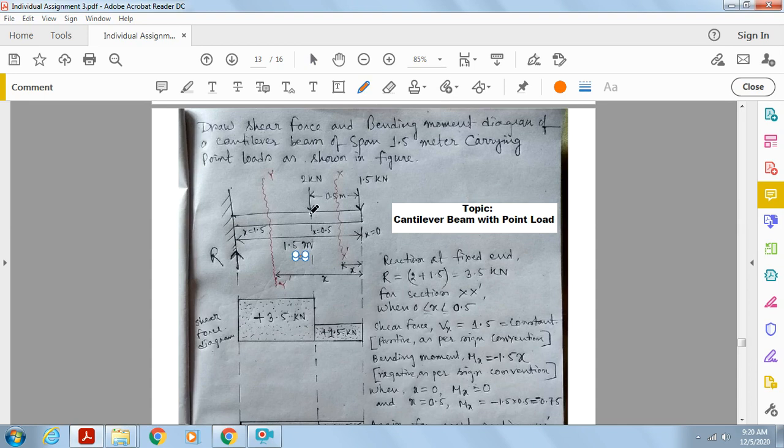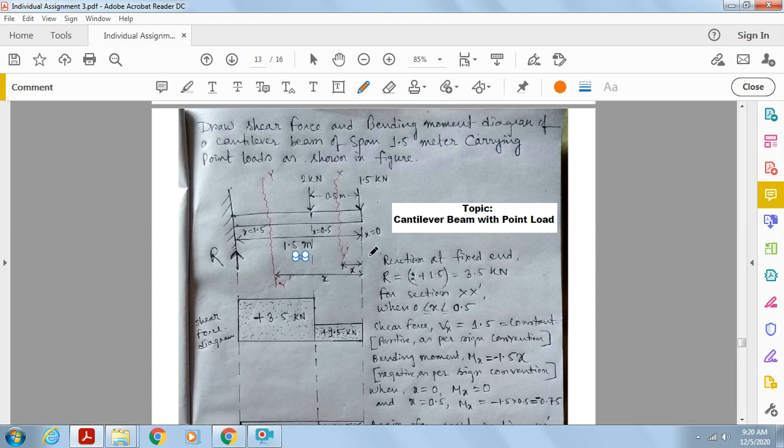Next we see that the point loads provided are 2 kilonewton and 1.5 kilonewton forces, and their locations are shown like this. The 2 kilonewton force is acting 0.5 meter from the free end. Similarly at the free point, the extreme point, there is a load of 1.5 kilonewton. Now we have to understand the basic geometry first.